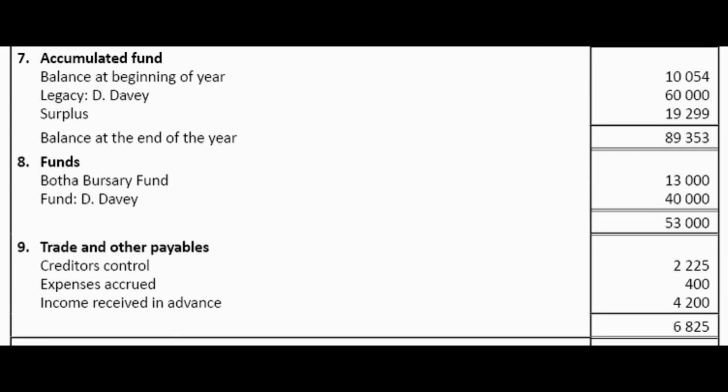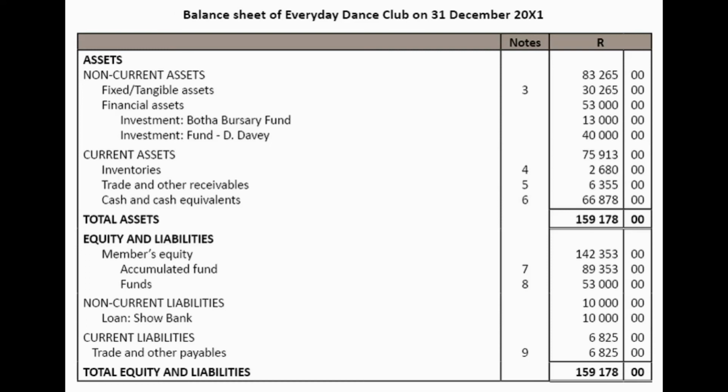Was that for members that have paid their membership fees in advance for the next year? Yes, let me just see. At the end of 21, 12 dancers had already paid their membership fees. Okay, so that is where that amount of 4,200 comes from. So if you add those, you get trade and other payables of 6,825.